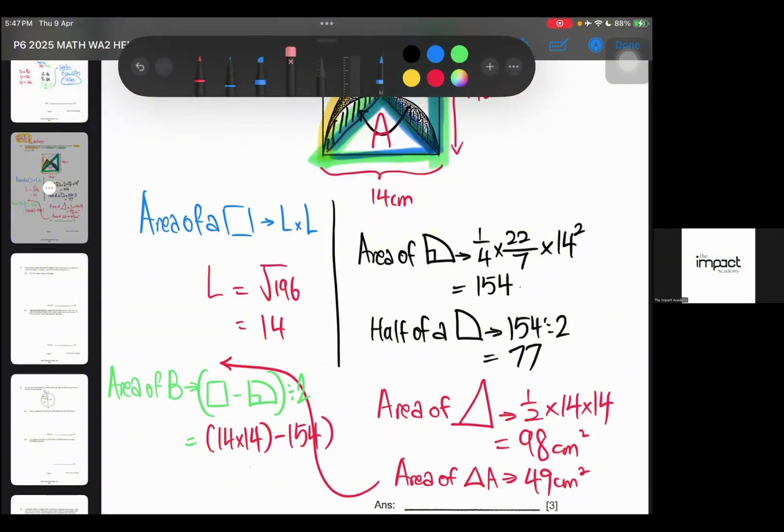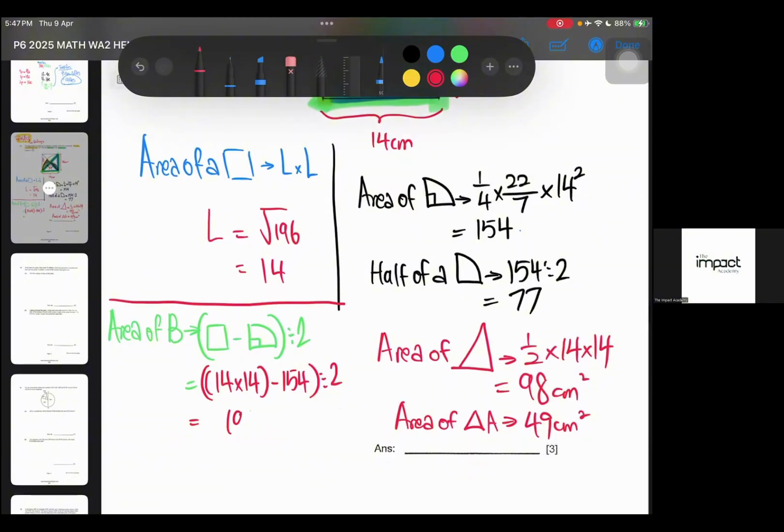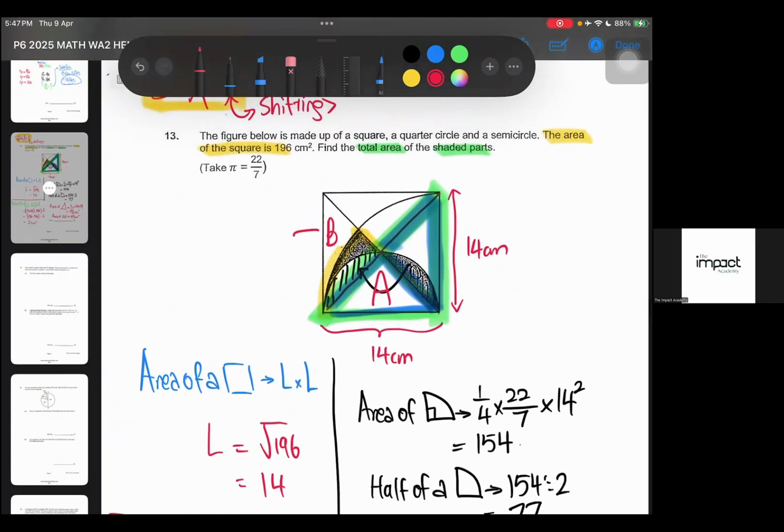Am I making sense? I'm going to erase this. So 14 times 14, then we minus the quadrant 154, then the entire thing we divide by 2. Is that okay? 14 times 14, we get 196. So 196 minus 154, then we divide by 2. Does it make sense to you? Then we get 21 centimeters square, which is basically B. Got it?